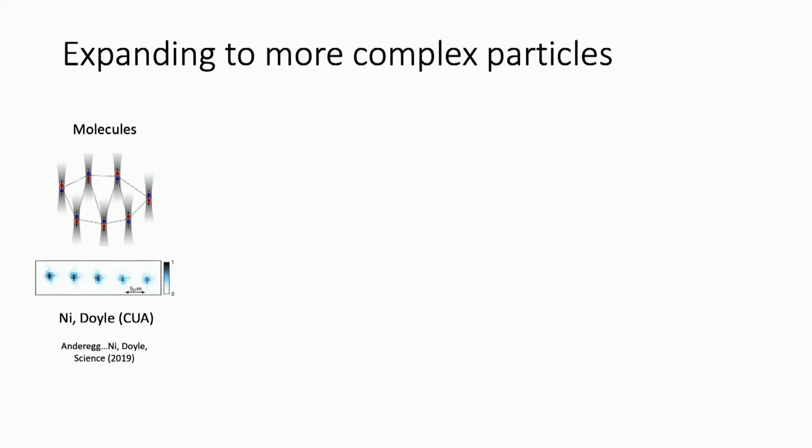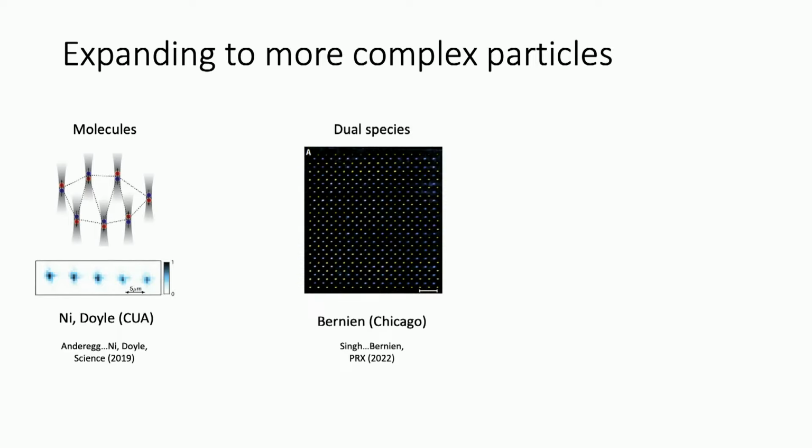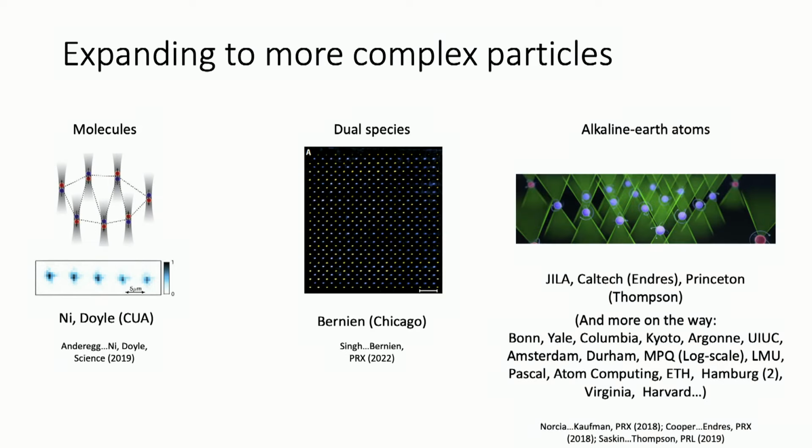This is exemplified by efforts, say, at the CUA for trapping molecules in tweezers. There are beautiful experiments from Hannes Bernien's group at Chicago where they trap different alkali species at the same time in different tweezer arrays. And finally, our work at JILA, Manuel's group at Caltech, and Jeff Thompson's work at Princeton, we've all been exploring this idea of trapping two-electron atoms in tweezer arrays. Let me highlight as well that this is an exciting direction with, I would maybe describe as, a frightening number of groups beginning to explore this as well.